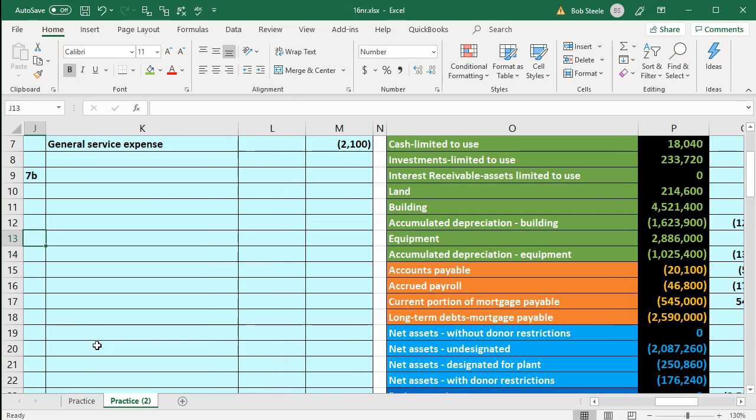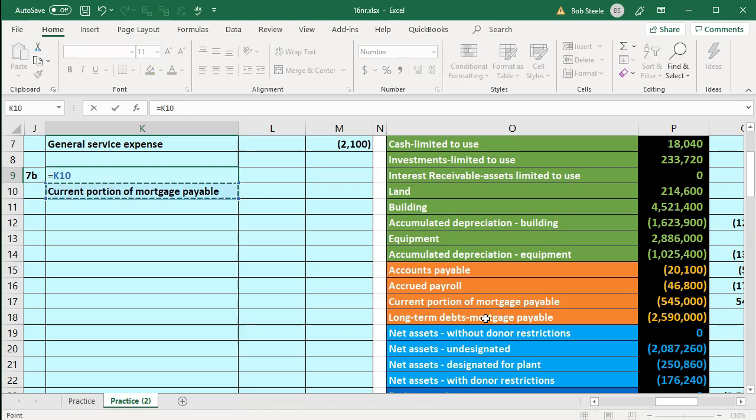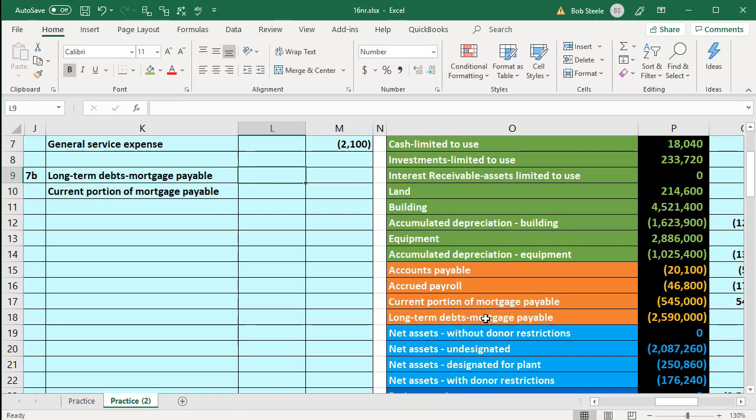So that means that the long-term portion is going to go down. The current portion is going to go up. The current portion needs to go up. It has a credit balance because it's a liability. Therefore, the current portion is going to go up with a credit. So we're going to say the current portion is going to be increasing with a credit. So it's going to be on the bottom. And then the long-term debts is going to be decreasing with a debit.